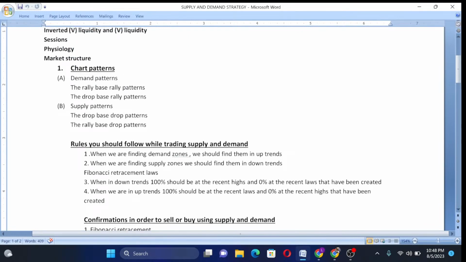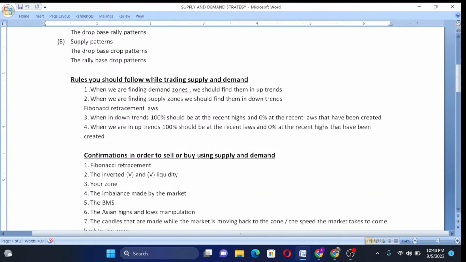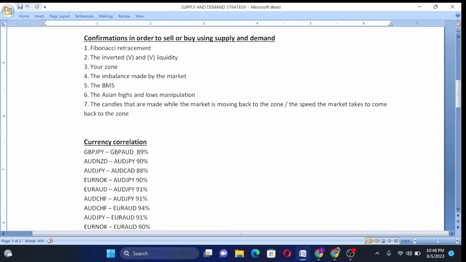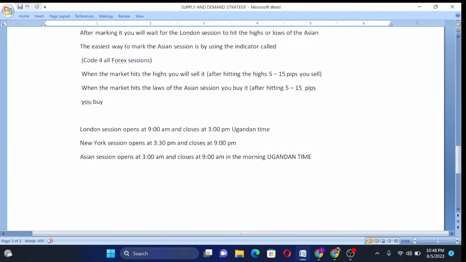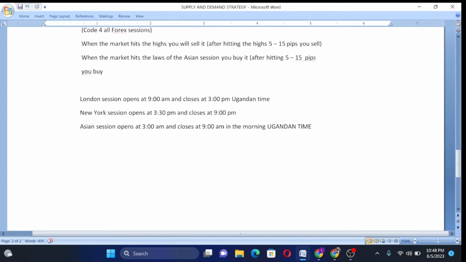Confirmations, rules that you should follow. Okay, they are not there, I think. Confirmations, I think I skipped them in writing this down.